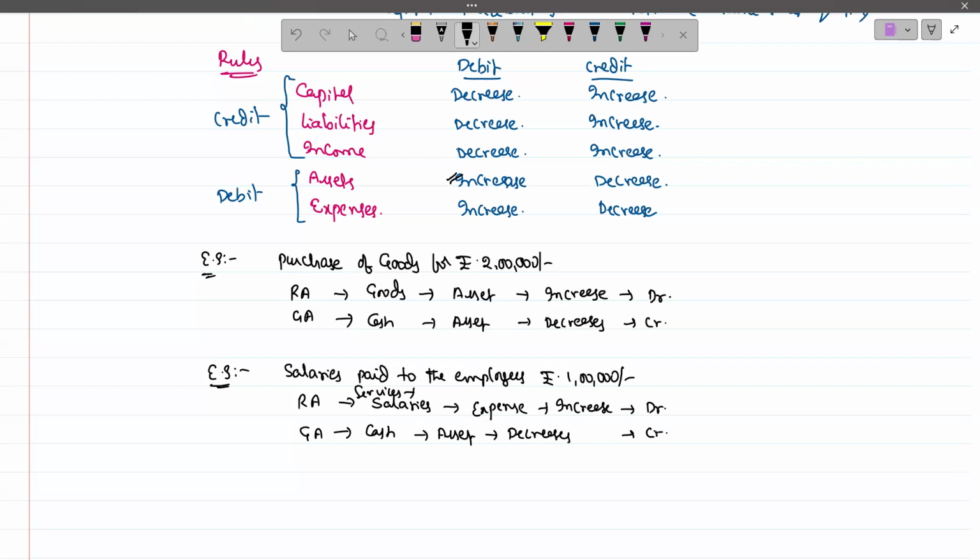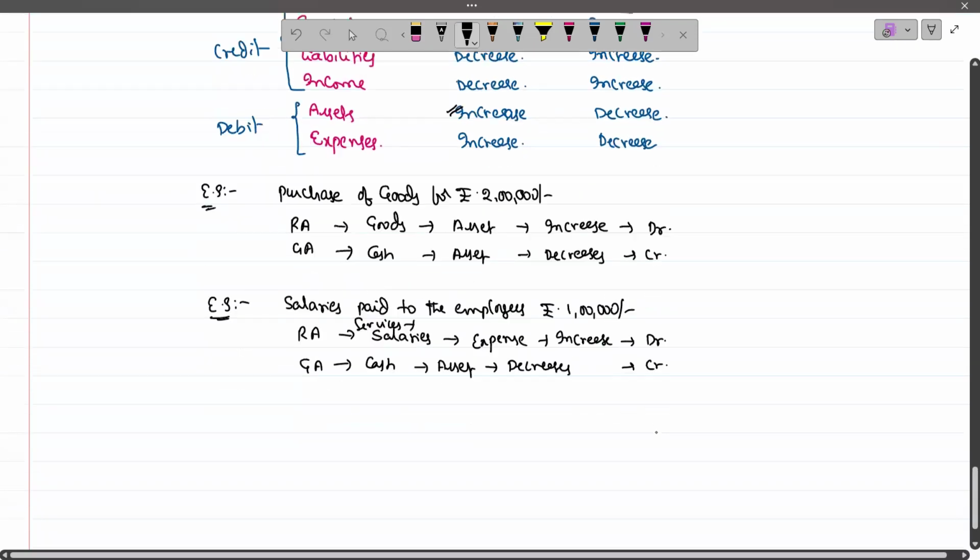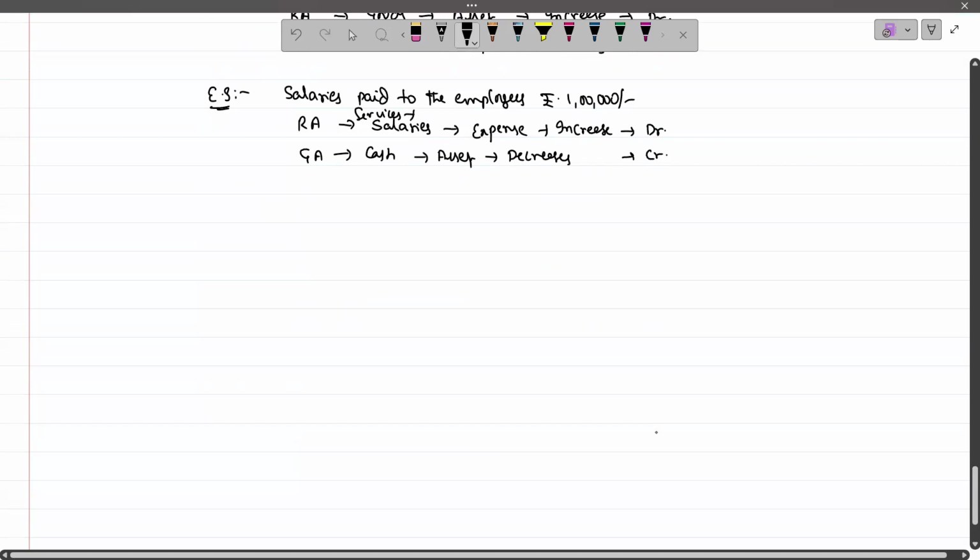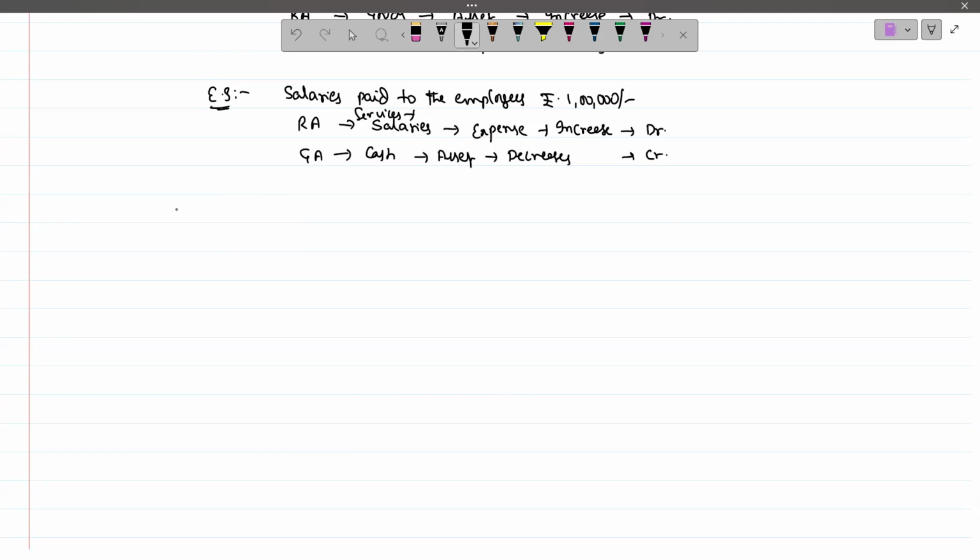So in this way, we can analyze the transactions either from the point of view of the traditional approach or from the point of view of the modern approach, the accounting equation approach. And one more thing is, we can analyze the transaction in terms of the accounting equation also. So we have examples like this.